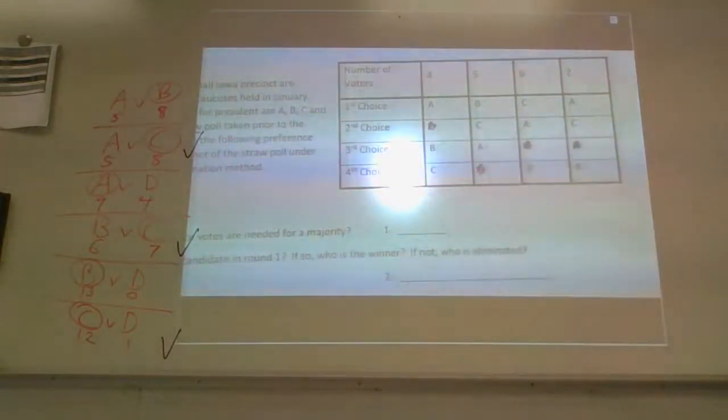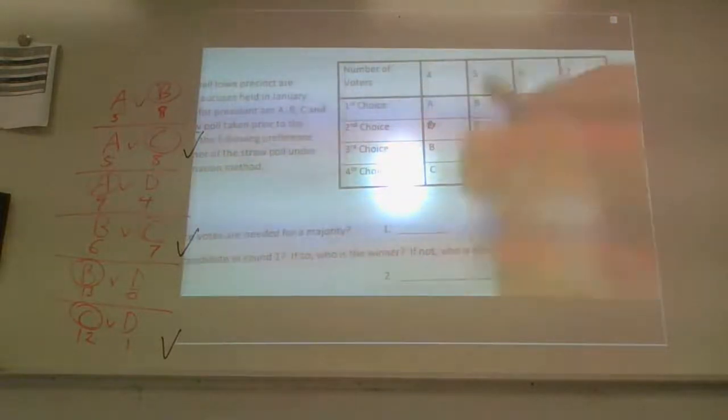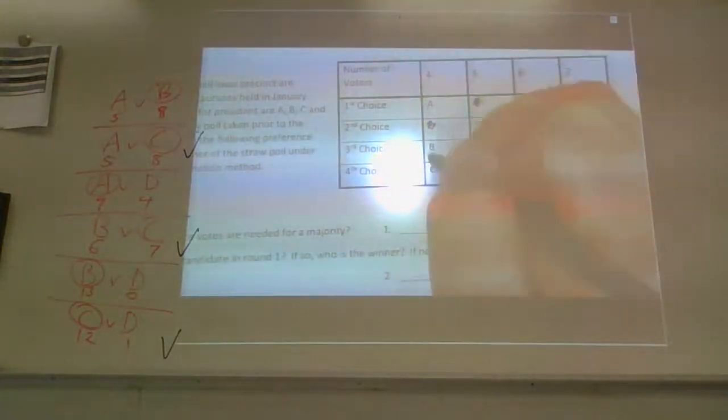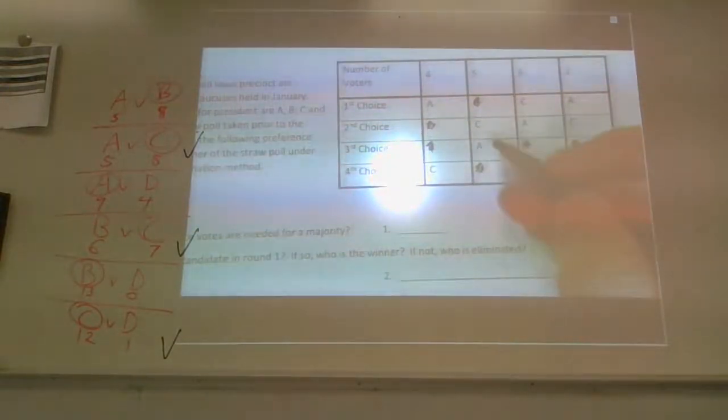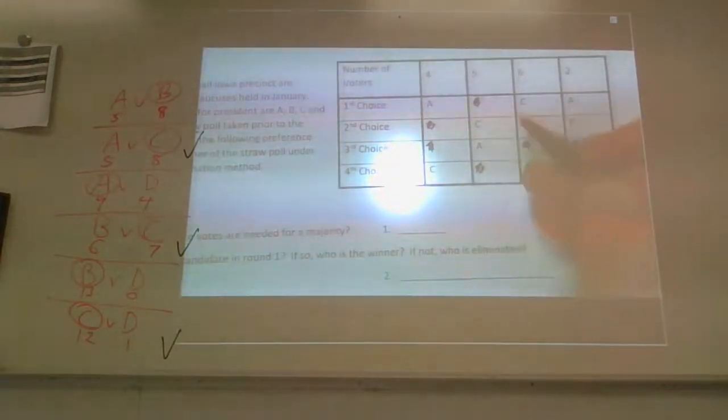So B is eliminated next, with the lowest number of first place votes. Goodbye, B. So C gets those votes and jumps up to 11. C is now at 11.